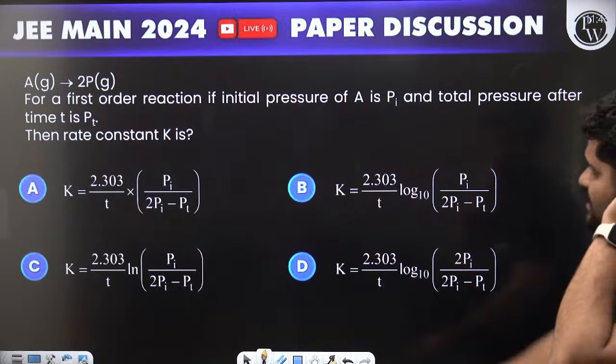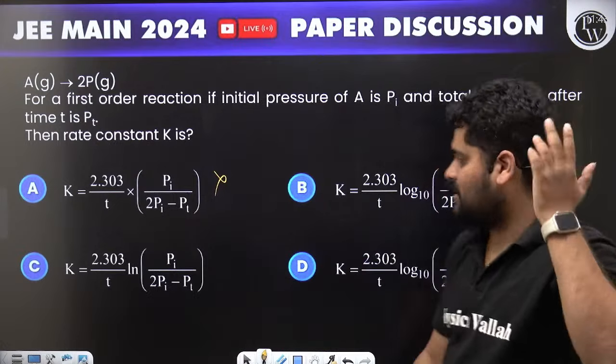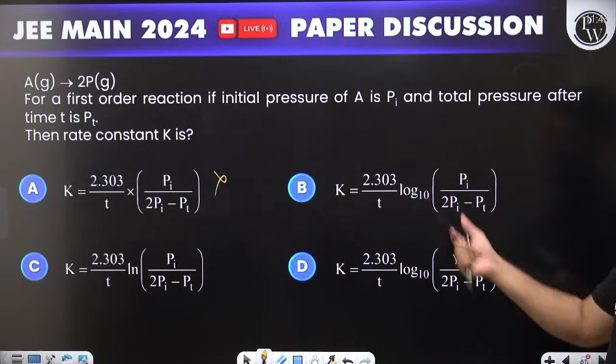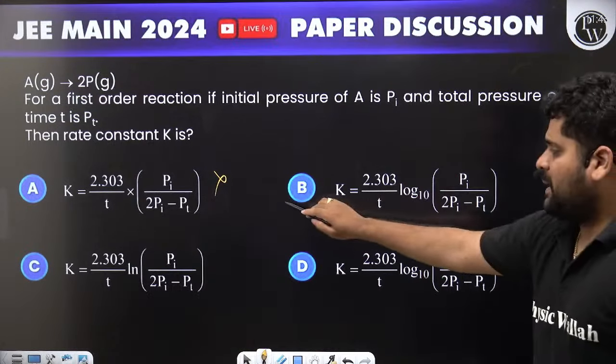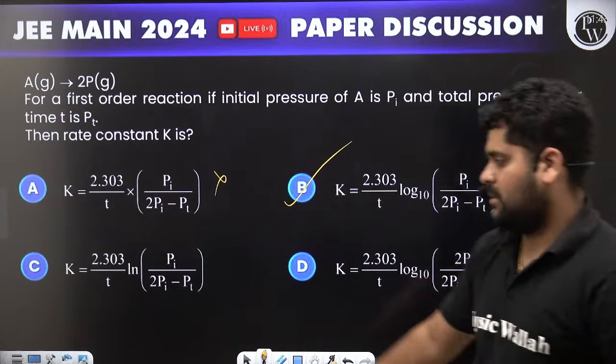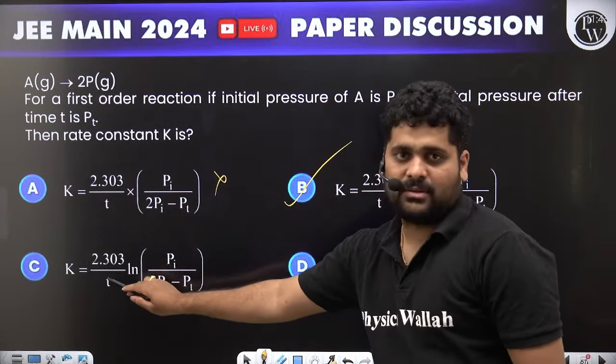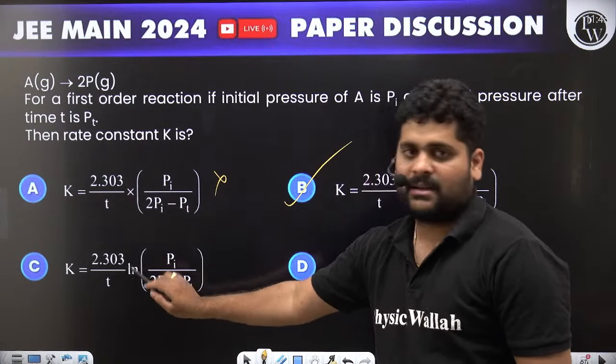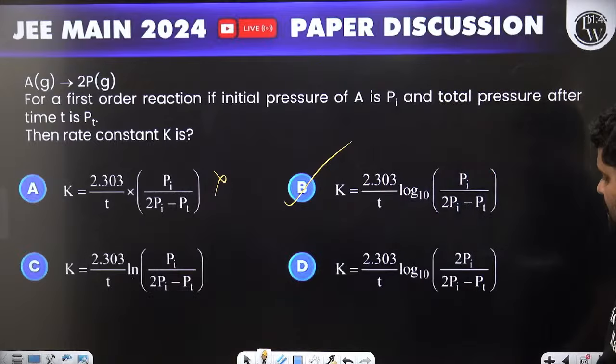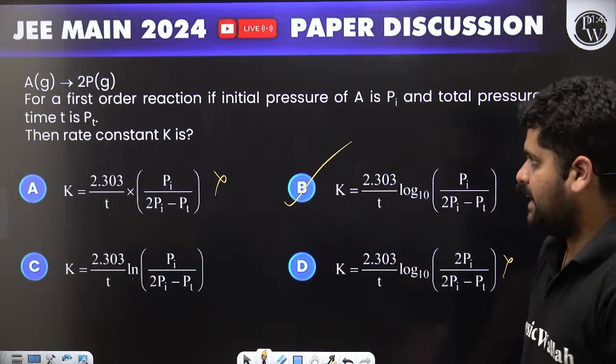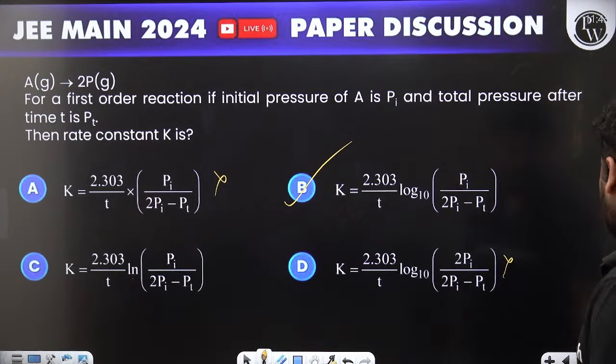Now, where is the log over here? There is no log, so this is wrong. When you use this one, you are not going to use 2.303, isn't it? This is not log base 10, it is log base e. So 2.303 by t log Pi divided by 2Pi minus Pt is our answer. The correct answer for this question is option B.